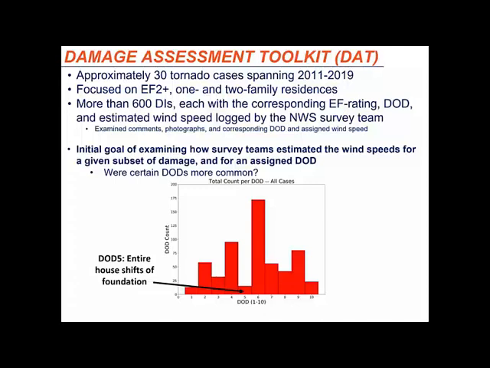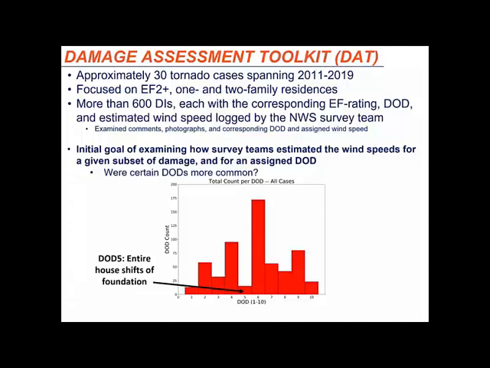Most of them, for obvious reasons, ended up as EF2 plus tornadoes. And then I went through a bunch of these and looked at the EF rating, the DOD, and the estimated wind speed that came from them, and then looked in detail where possible at some of the photographs and comments, and then the corresponding DOD and wind speeds that were assigned to each of them.